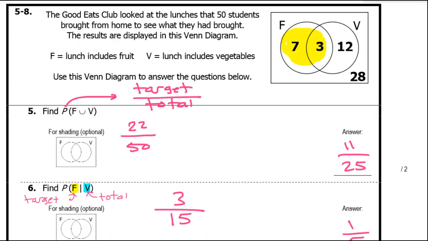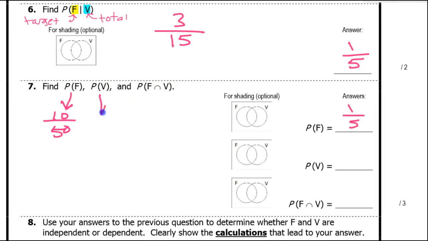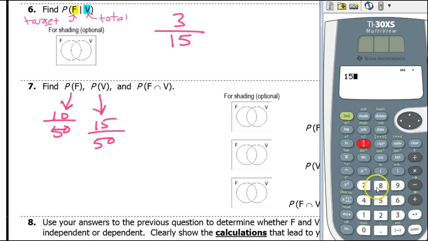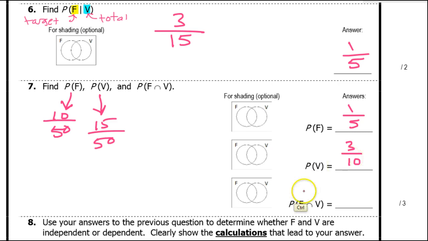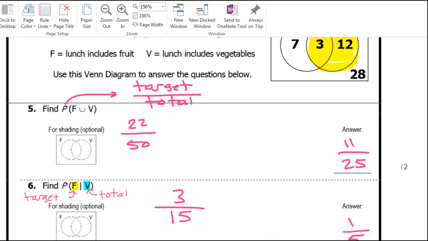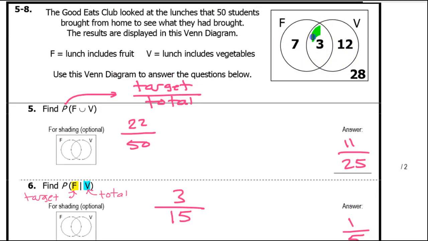What about the probability of V? V is this one. All right, that's 15. So the probability of V is going to be 15 out of 50. That's 3 out of 10. Okay, now the probability of F and V. Well, F and V is the overlap between F and V. F and V is just this part right here, the overlap. So that is 3. So that's going to be 3 out of 50.